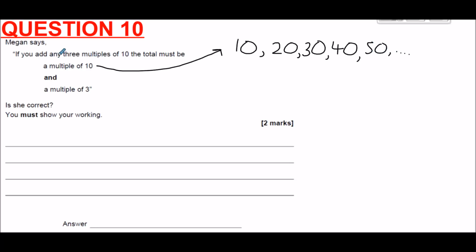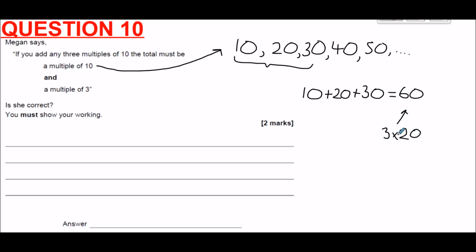So she's saying if you add any 3 multiples of 10, the total must be a multiple of 10 and a multiple of 3. So let's pick these 2 here. 10 plus 20 plus 30 would equal 60. And 60 is a multiple of 3 because 60 is 3 times 20.